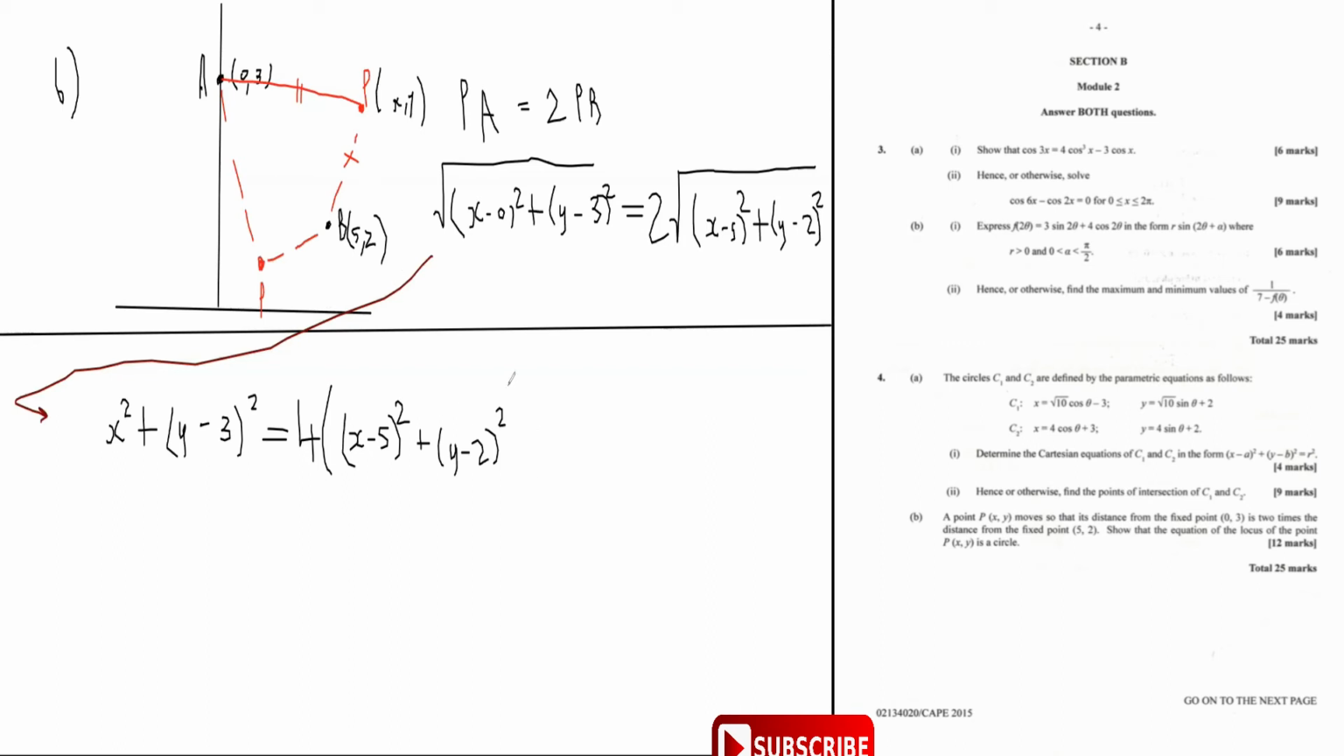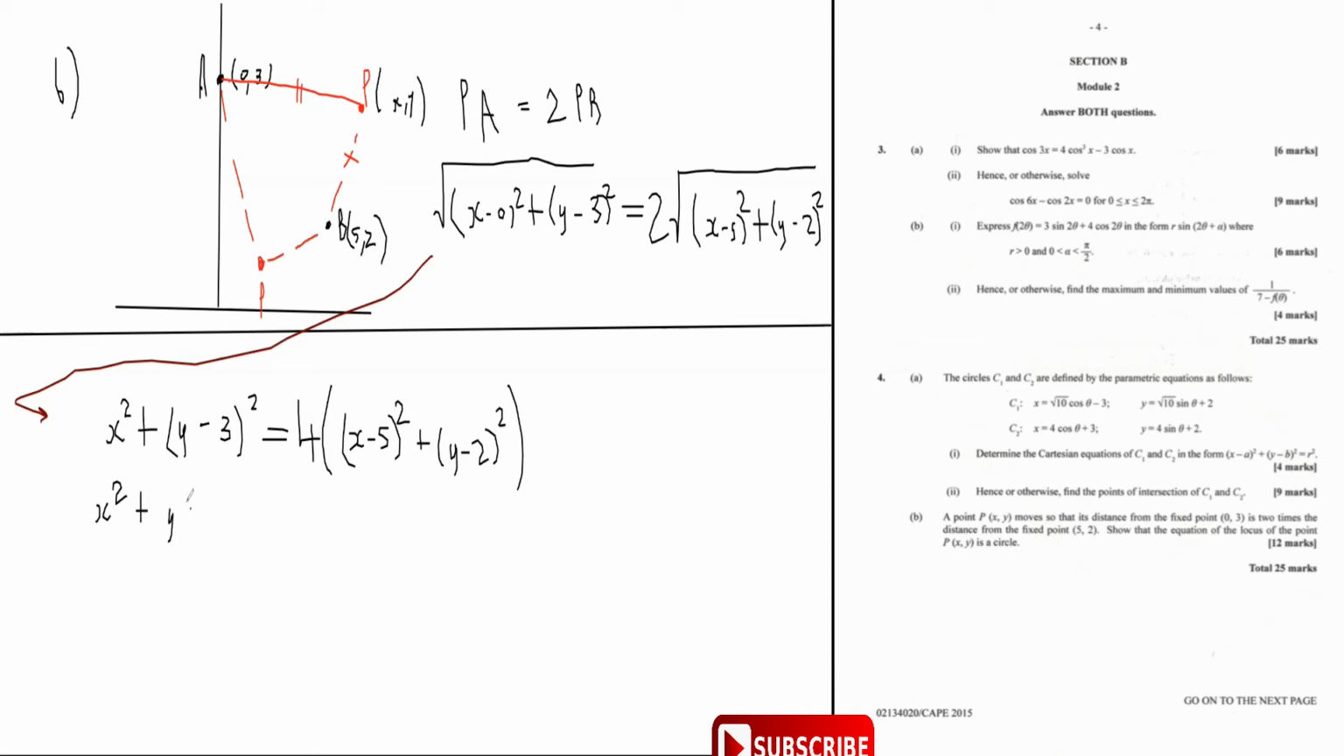So now we're going to have to expand out all of this. By expanding out all of this, and you might wonder, why are we expanding? We want to show that the locus is a circle. If the locus is a circle, then it will take the form x minus a squared plus y minus b squared is equal to r squared. All right, so that's what we're trying to show.